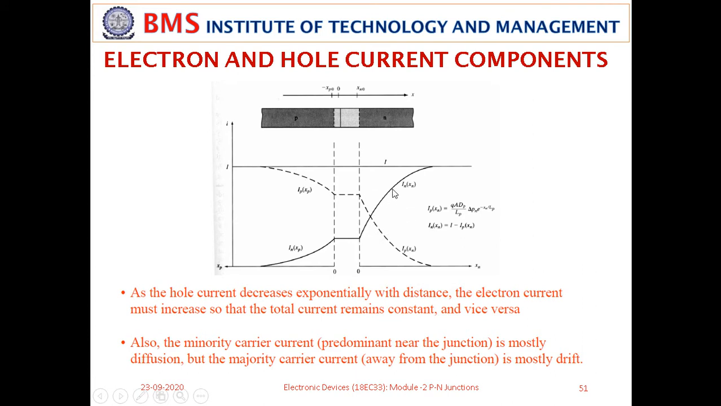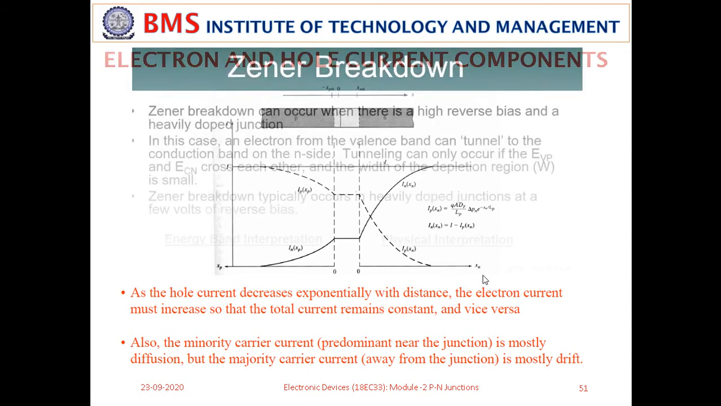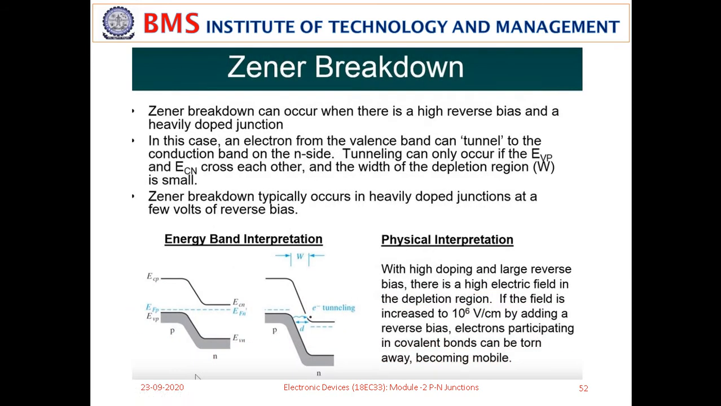The electron current In of xn, as a function of xn, keeps increasing as you move deeper into the n region, and the hole current Ip of xn keeps decreasing as you move deeper into the n region. As the hole current decreases exponentially with distance, the electron current must increase so that the total current remains constant, and vice versa. So the net current in the neutral n region and neutral p region remains constant. Minority carrier current near the junction is mostly diffusion, but the majority carrier current away from the junction is mostly due to the drift mechanism. So, this interpretation we have seen already.